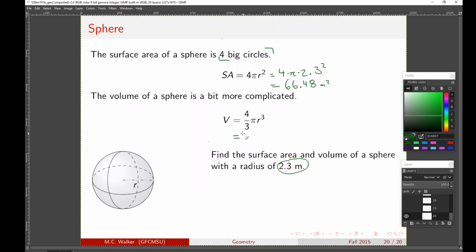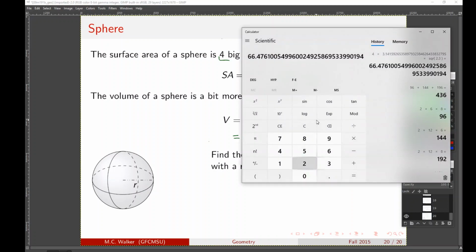For the volume, it's 4/3 times pi times the radius cubed, which is kind of weird. It makes sense if you know some calculus, but this is a very calculus type of formula. Otherwise, you're just kind of memorizing it, I guess.